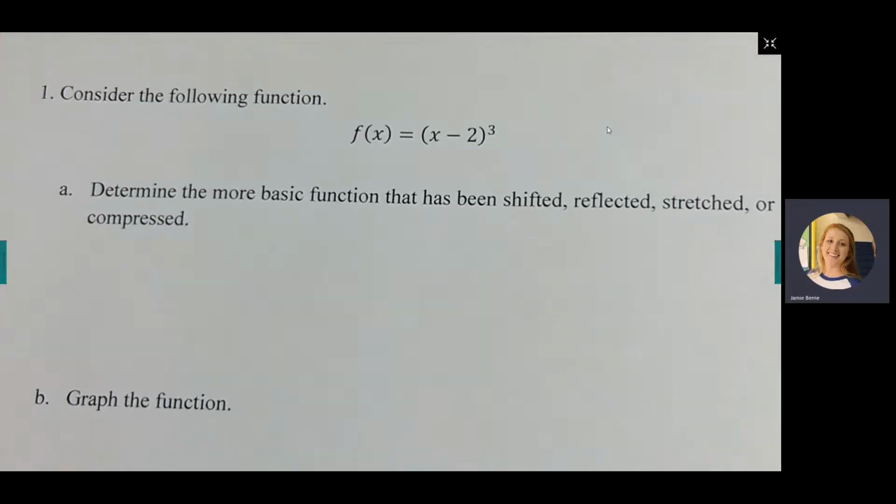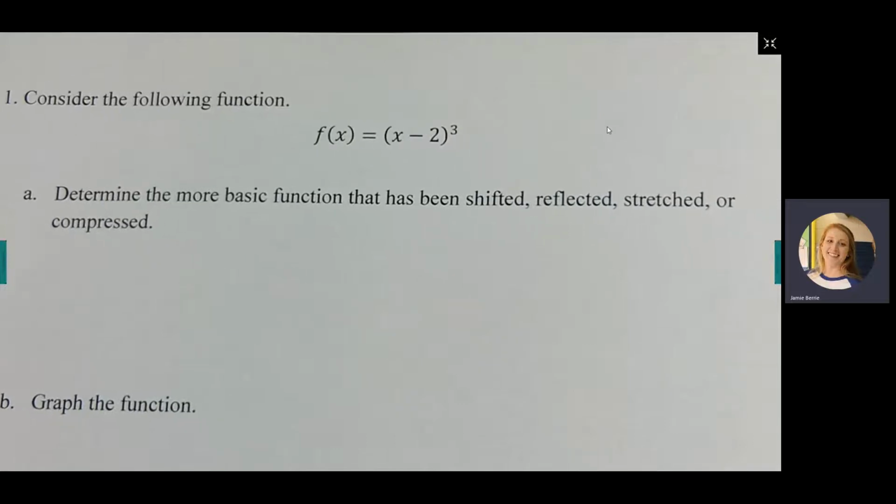Really basic. On this one, it says, consider the following function. f of x equals (x minus 2) all raised to the 3rd power, so (x minus 2) cubed. It says, determine the more basic function that has been shifted, reflected, stretched, or compressed.